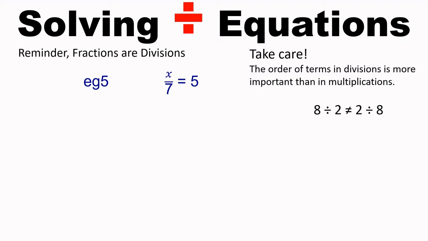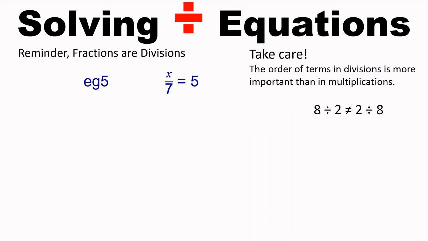is more important than in multiplications or additions. For example, 8 divided by 2, we should all be able to mentally work that out. That's 4. That's not the same thing as 2 divided by 8. 2 over 8, you would be able to see that that fraction simplifies, is a quarter. Either way, you should definitely know that when you divide a smaller number by a bigger number, there is no way that your answer is going to be a whole number. It will be a fraction or decimal answer.